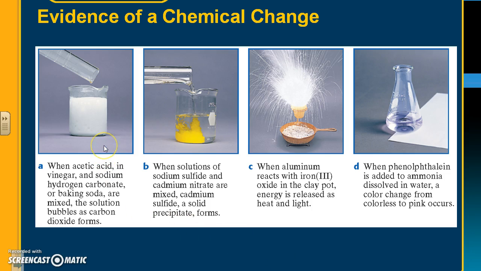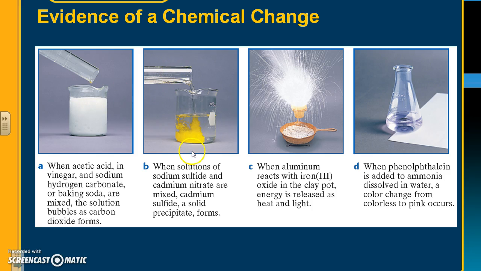Here are some different ways you know that a chemical change is taking place. And when we do our reactions tomorrow, I want you to try to be able to list this evidence. So when acetic acid is put in vinegar, we make carbon dioxide. So a gas is given off.